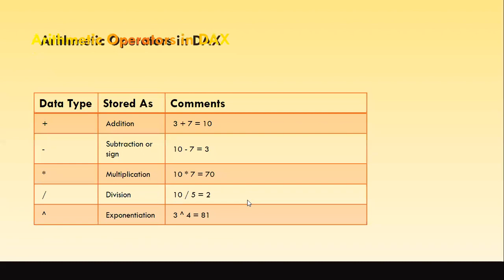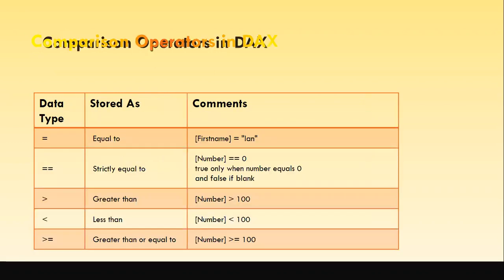Okay, these are the arithmetic operators that are available here. And the next one is the comparison operators, the equal sign and then the double equal sign. The difference between these two is that this is equal to, and this is strictly equal to.